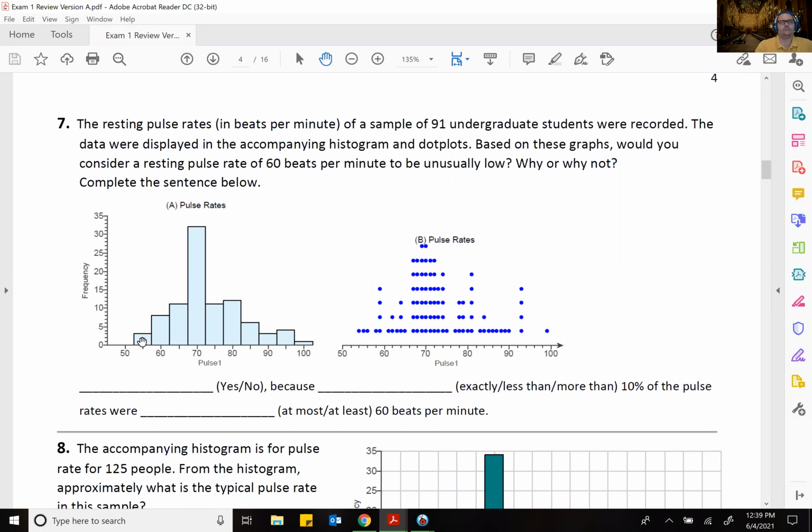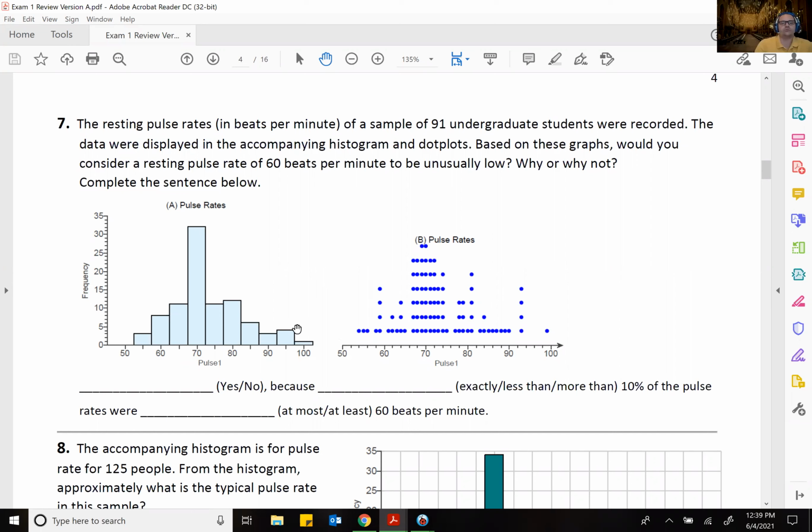What is this bin about? 55 to 59. Sorry, 55 to 59. This is 60 to 64, 65. They throw it off a little bit. So that's why I'm saying the histogram might be a little bit tough to perceive.